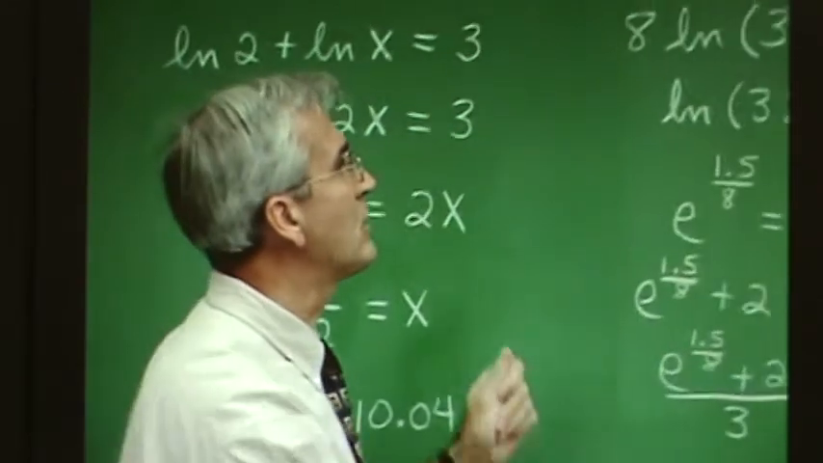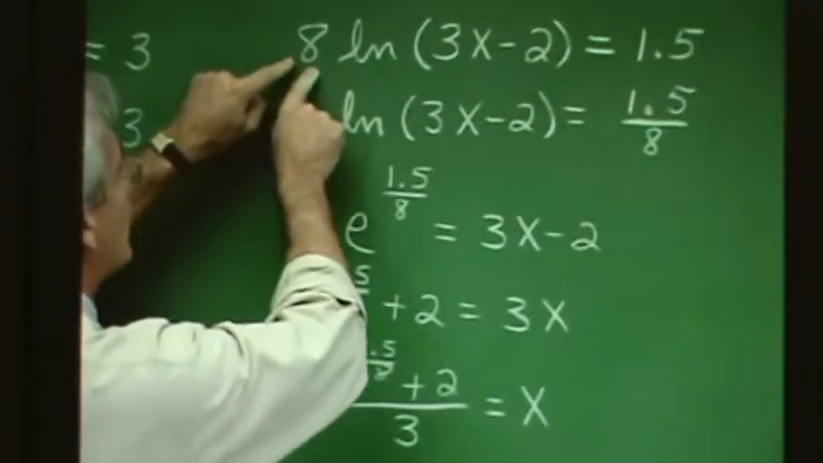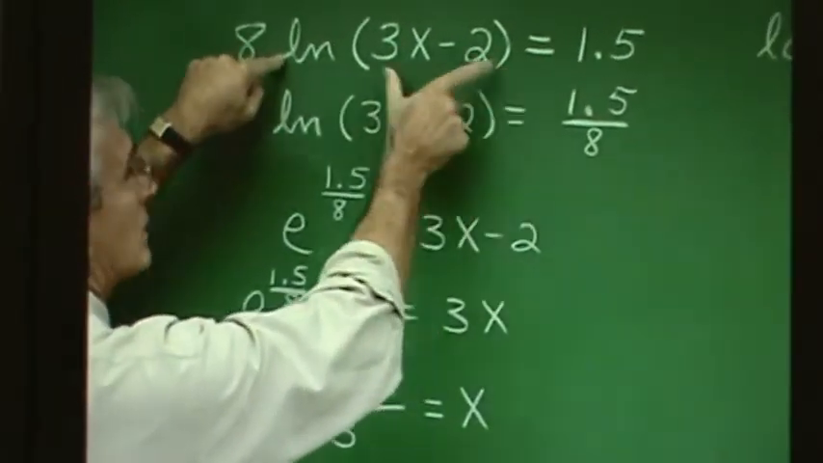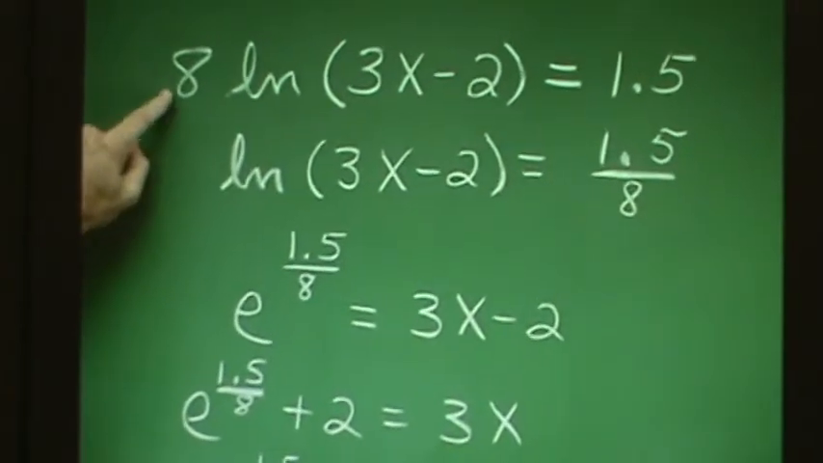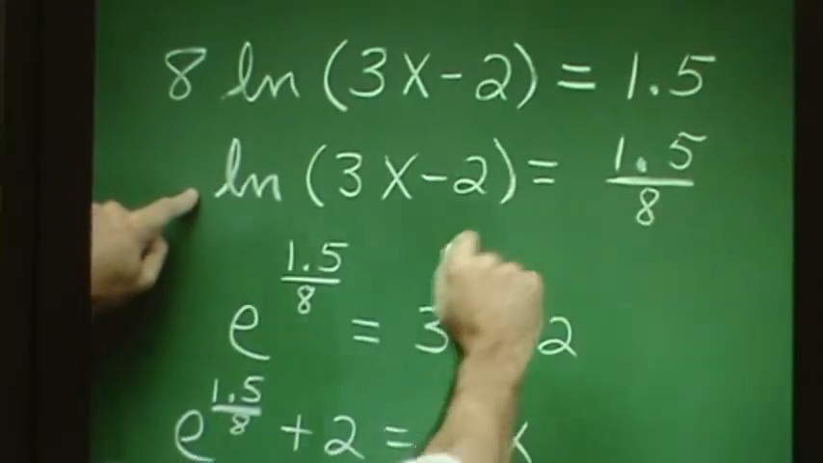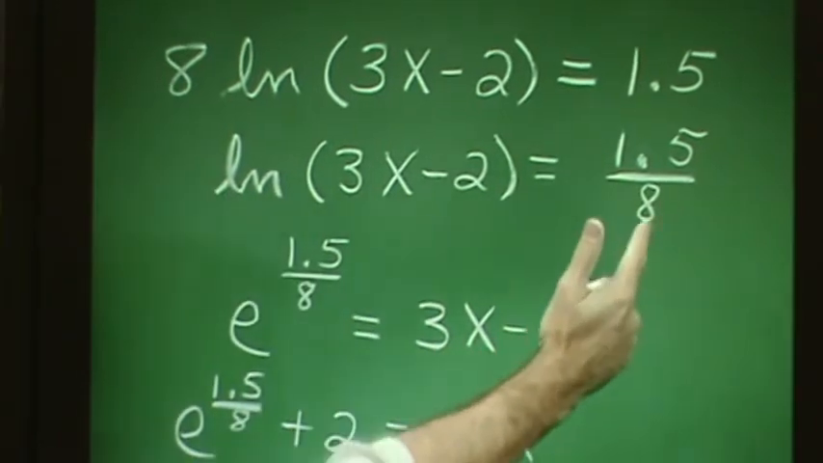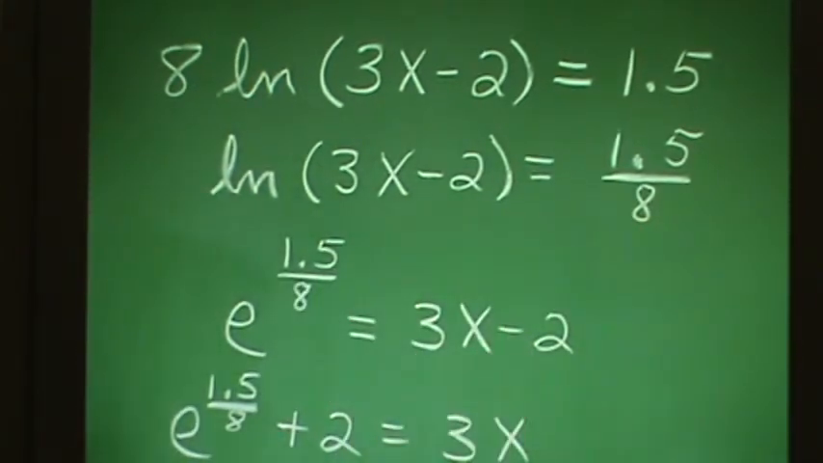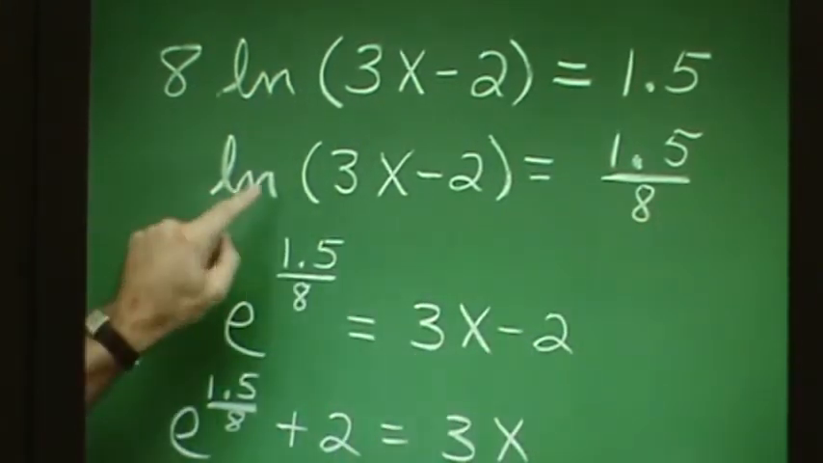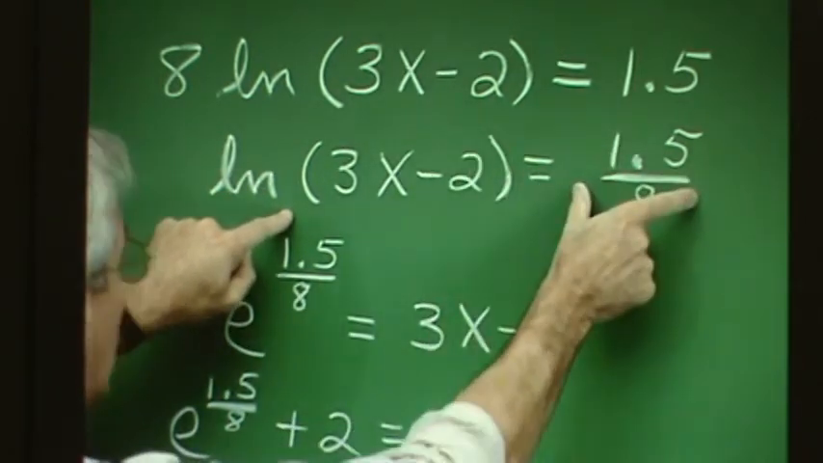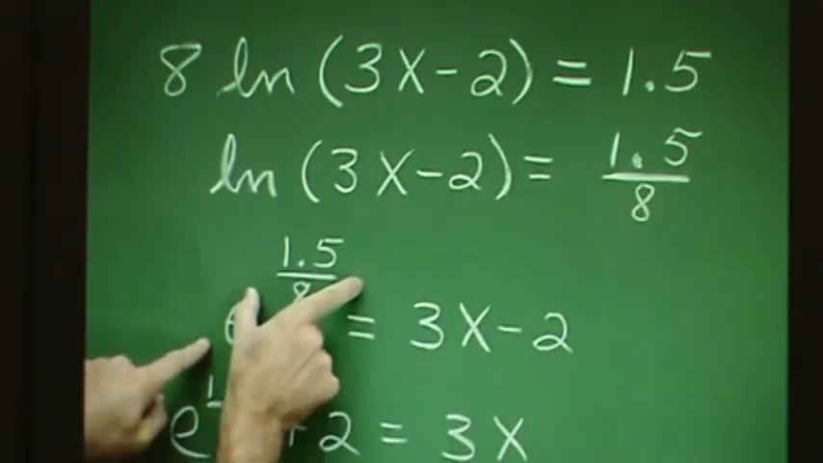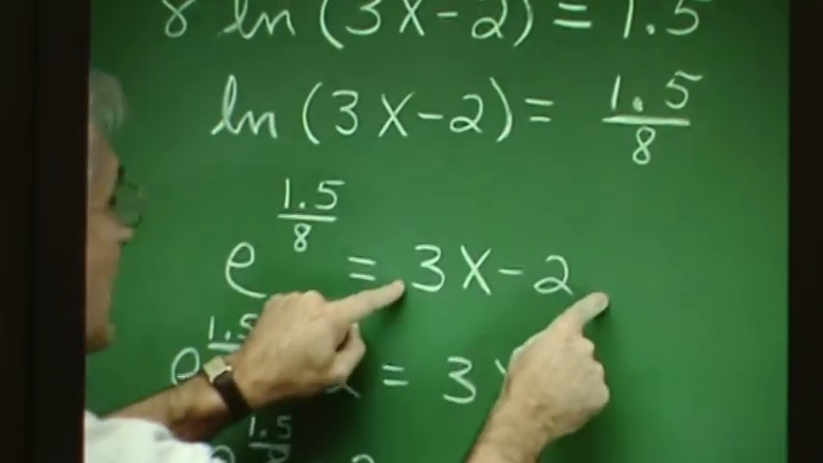Here's another situation, and in this one we have a coefficient of the log of the single entity, the binomial here. So we would want to clear that coefficient. We divide on both sides by 8, and now we are in the condition that we need to be in order to go into the exponential form. So we would have, let's see, over here, e to that fraction, you see, as its exponent. So it's e to that fraction set equal to 3x minus 2.